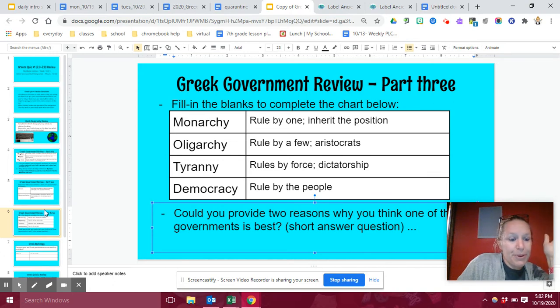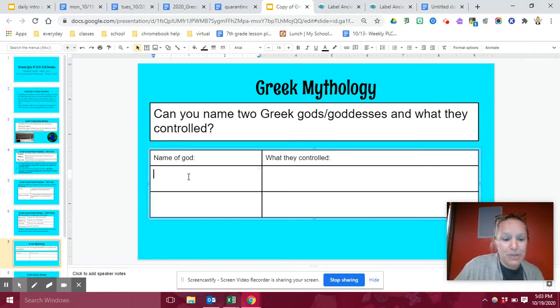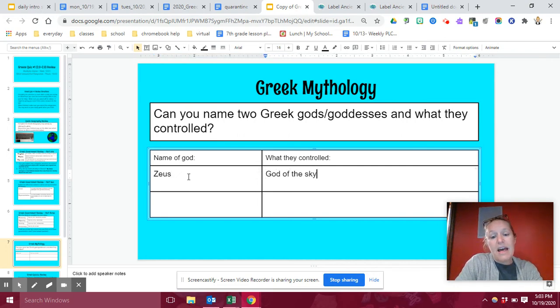All right. So we are through government and we are moving on to Greek mythology. Now, this one I think is a super easy question. Can you name 2 gods and what they controlled? All right, any 2 gods. I don't care which 2 you pick. All right, so I'm going to go with the easy, and I'm going to say Zeus, god of the, you can do whatever one you want, of the sky.